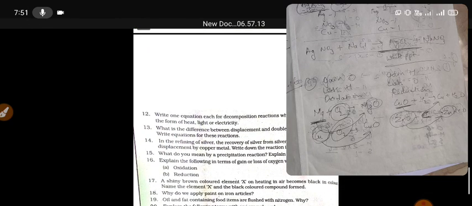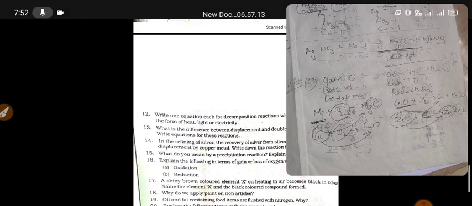Now question number 17. The shiny brown colored element X on heating in air becomes black in color. Name the element X and the black colored compound formed. Copper is the element X and the black colored compound is copper oxide. This is the reaction. When copper, the metal X, reacts with air, it forms copper oxide, and this is black in color.